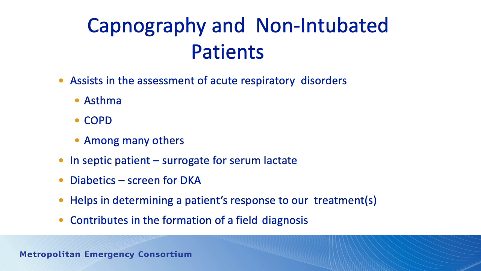Patient who's diabetic, we can use capnography for screening for diabetic ketoacidosis. So if you have a patient who's diabetic, not feeling well, and your finger stick blood sugar reads high on the glucometer, you could get some capnography, and if your capnography is less than 28 to 30, high likelihood the patient's in DKA, in which case we'd want to definitely start some IV fluids.